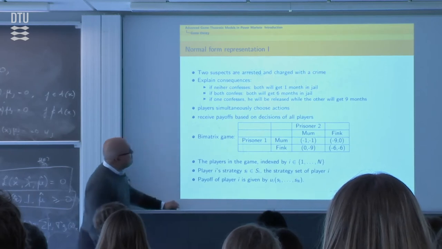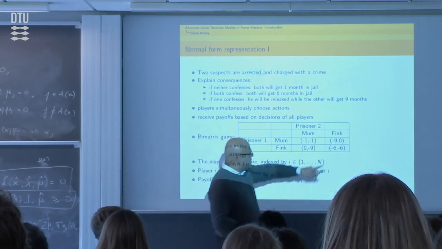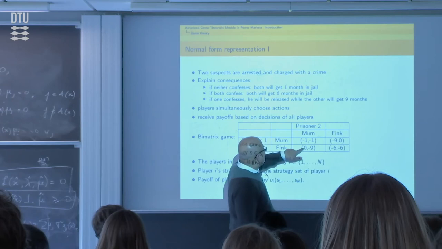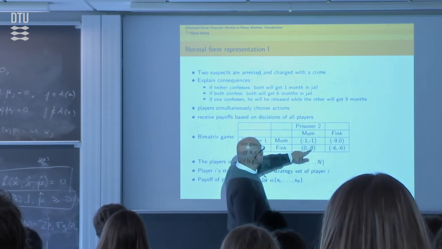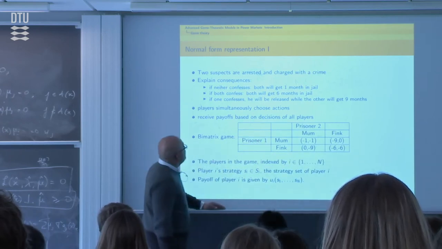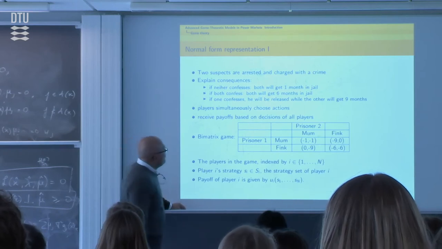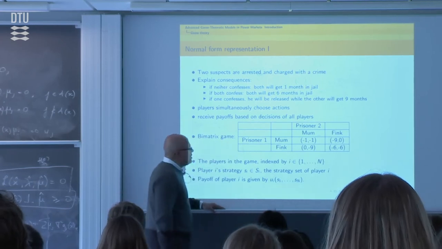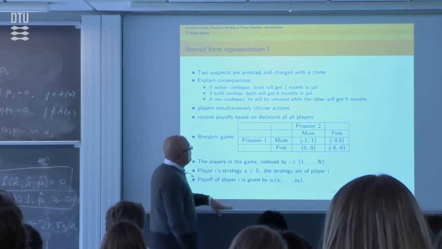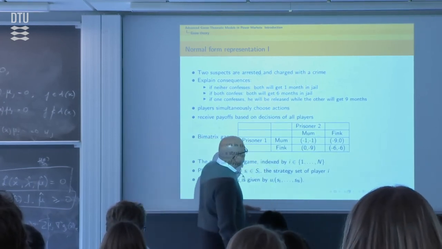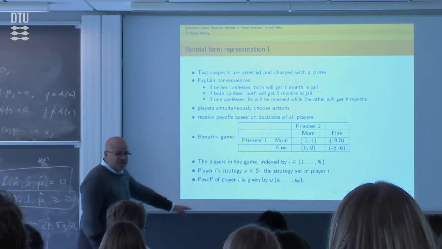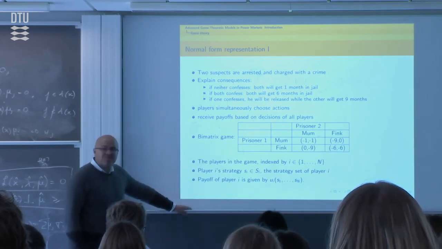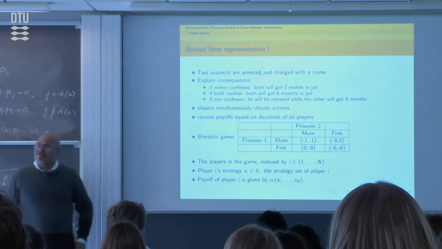If both of them confess, both get 6 months in jail. If one of them confesses and the other doesn't, he or she gets released, the other gets 9 months in jail, and vice versa. If neither confesses, then they get 1 month each. I want to make sure that you understand the primitives of these finite strategy games.